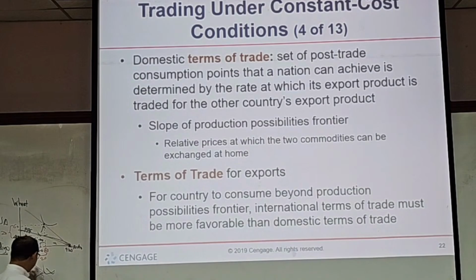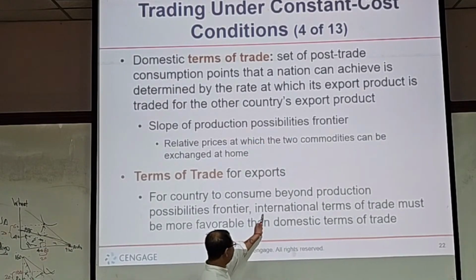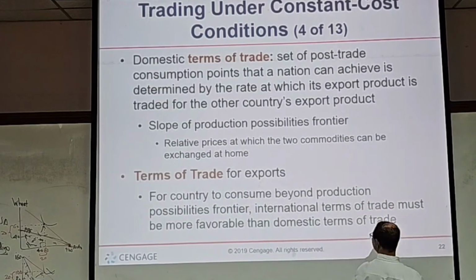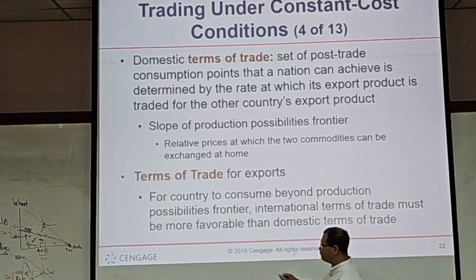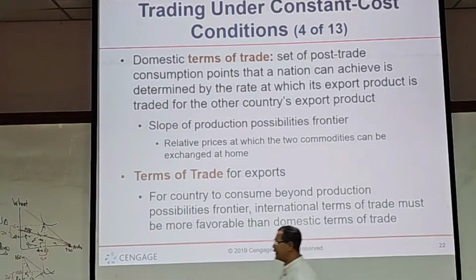They will settle to this relative price ratio. Where can we see this? For a country to consume beyond its production position, international terms of trade must be more favorable than domestic terms of trade. See this. International terms of trade must be better and more favorable than domestic terms. This is domestic; this is international terms of trade.